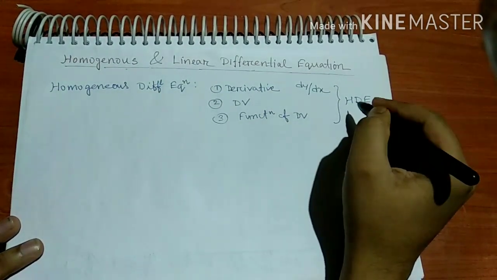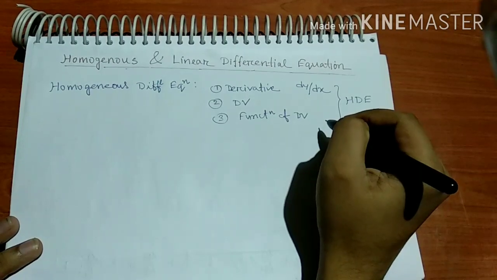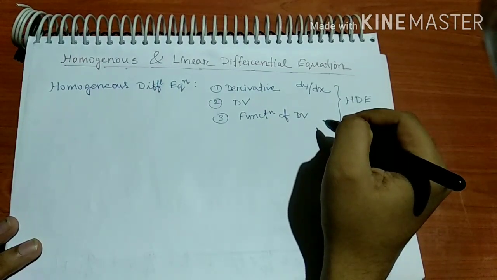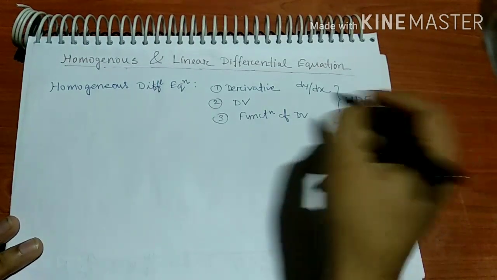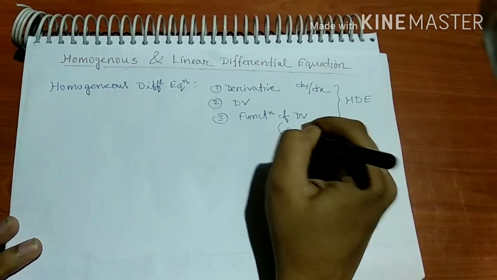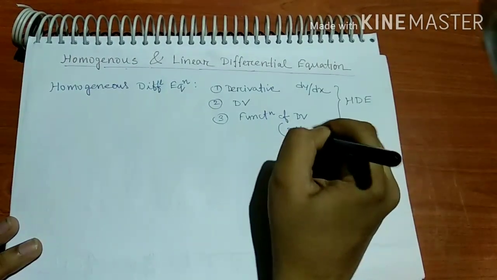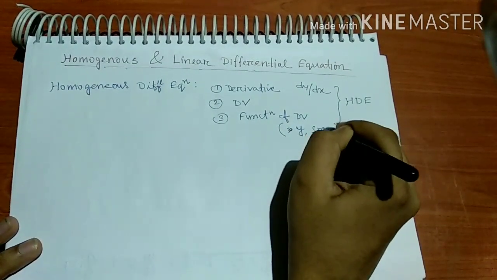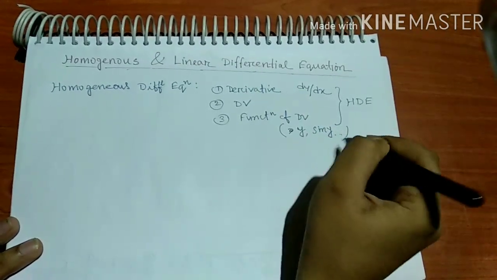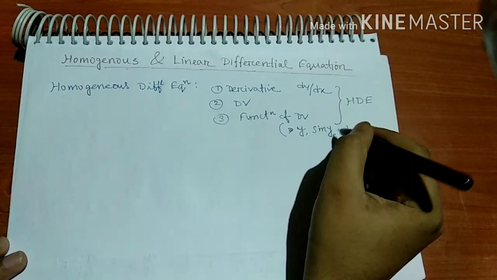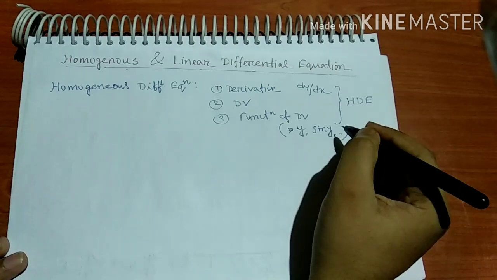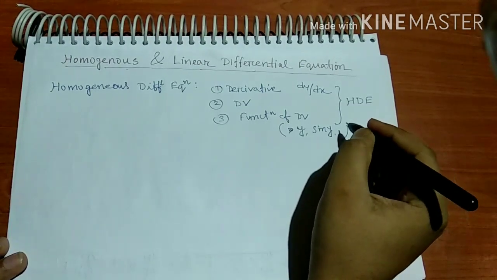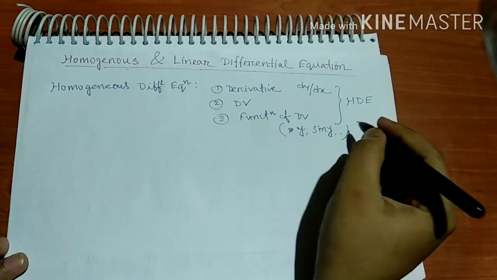If you want to write the definition, you can write: if each term in the differential equation contains a derivative or the dependent variable or a function of the dependent variable, like y is a function of y itself, or sin y, etc. These are functions of the dependent variable. Then the differential equation is said to be a homogeneous differential equation. Otherwise it is called a non-homogeneous differential equation.